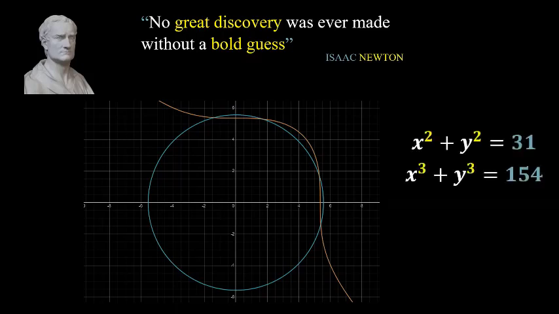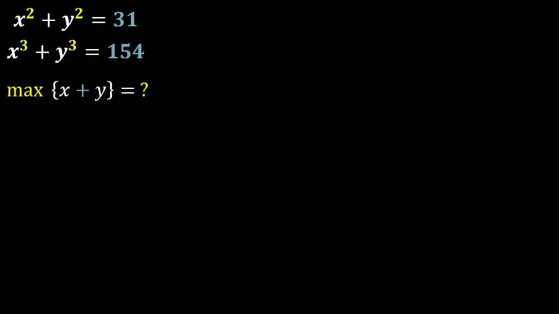The problem says x, y are complex numbers. x squared plus y squared equals 31. x cubed plus y cubed equals 154, and we want to find the maximum of x plus y. So let's solve this problem.